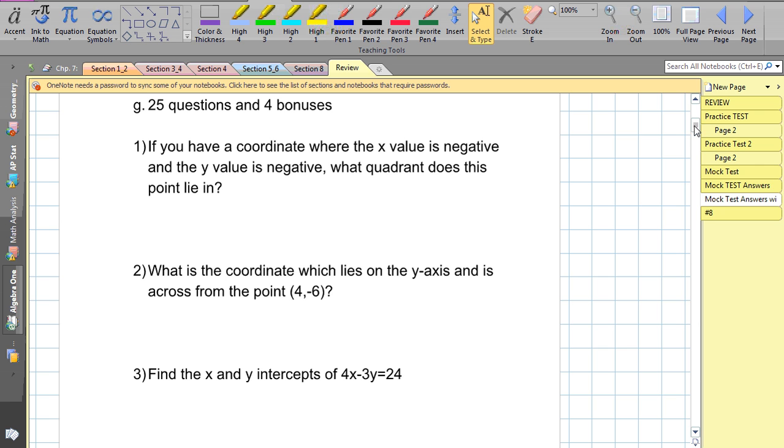Simple. If you have a coordinate where x is negative and y is negative, what quadrant does this lie in? Well, that is going to have to be the third quadrant. That's where both x and y are negative.